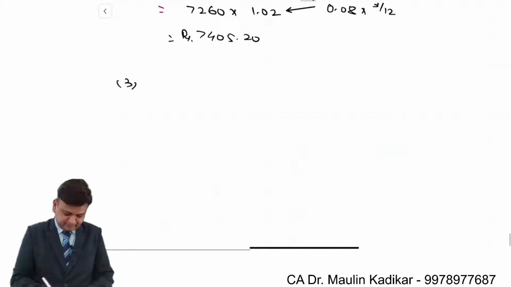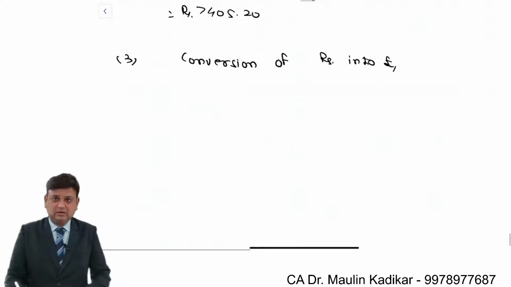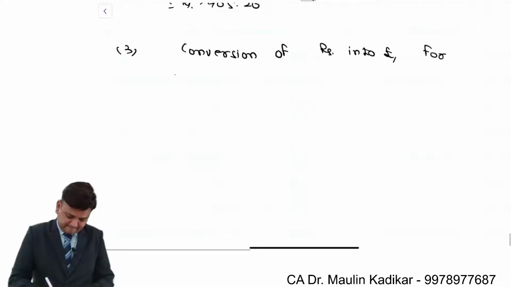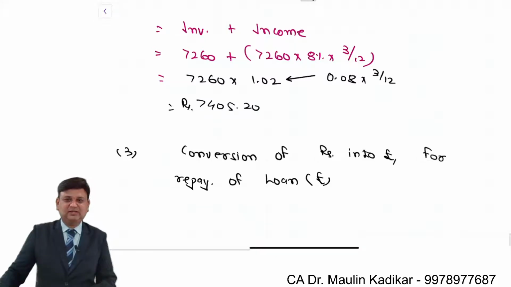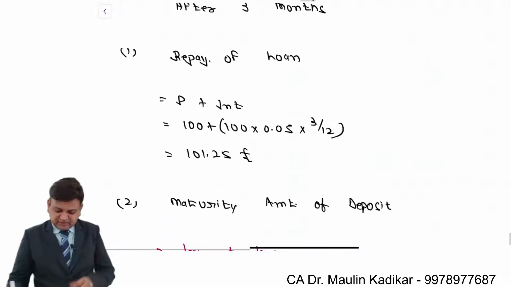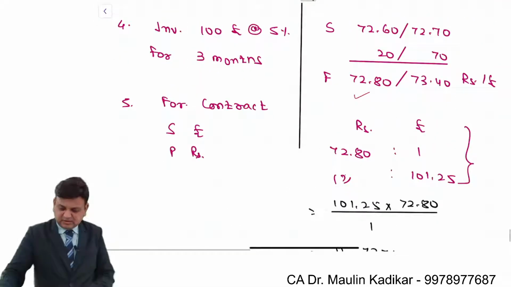Third, conversion of rupees into pound, for making repayment of loan. In bracket I am writing in pound currency. Let us see. The forward exchange rate for 3 months has already been found by us. It is 72.80, 73.40.